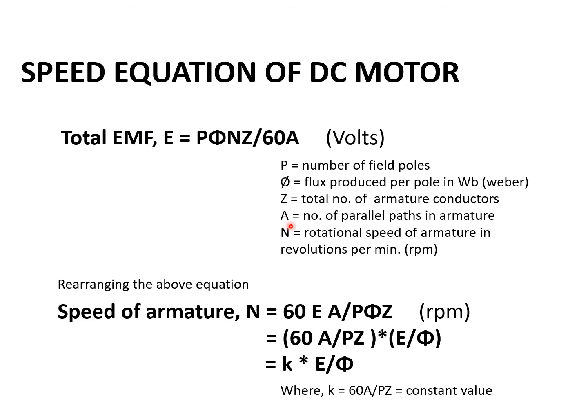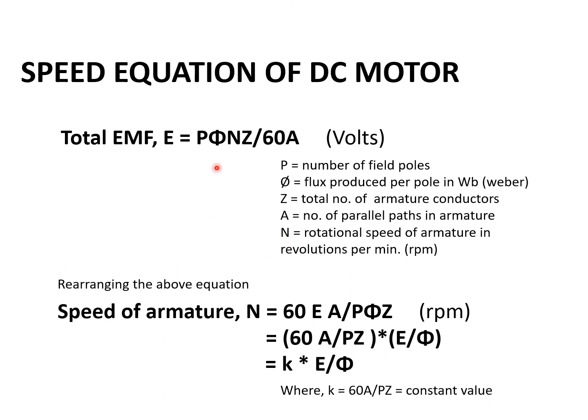This way you can derive the speed equation of a DC motor. You know E is the EMF equation, given by PϕZN upon 60A. Here, P is the number of field poles, ϕ is the flux per pole, Z is the number of armature conductors, A is the number of parallel paths in the armature, and N is the speed of the armature in revolutions per minute.